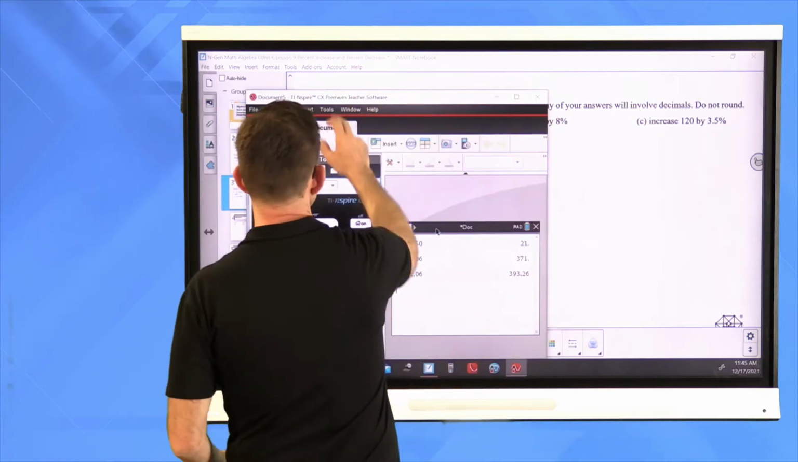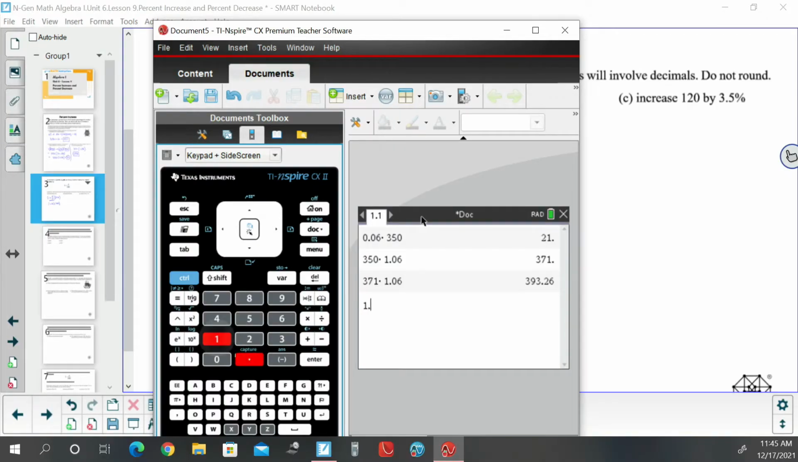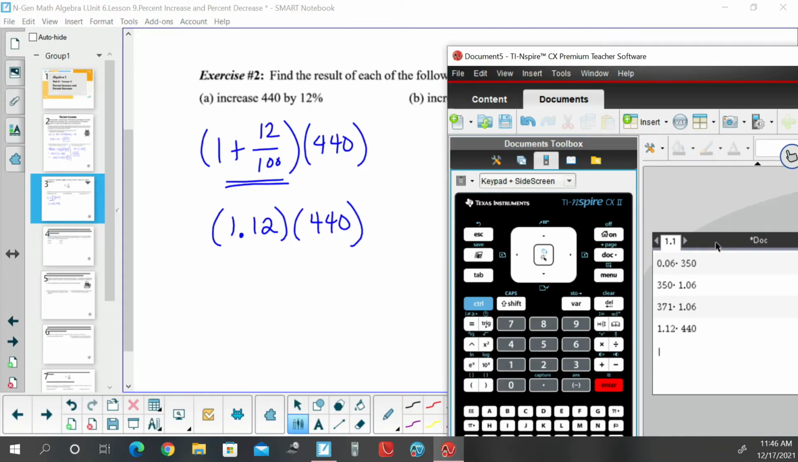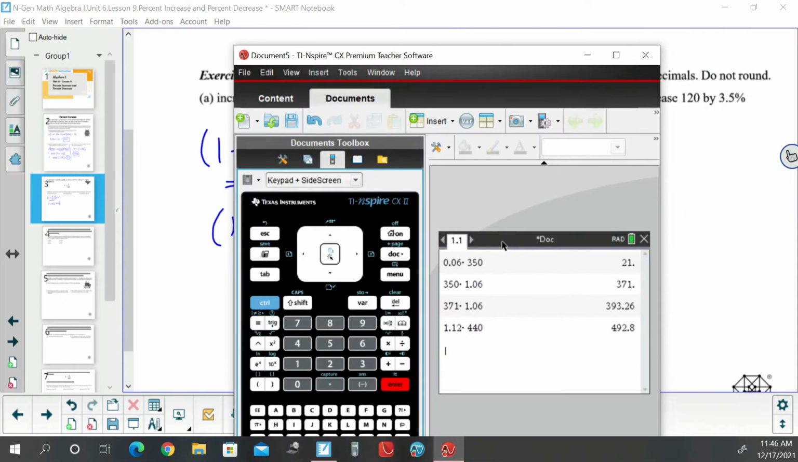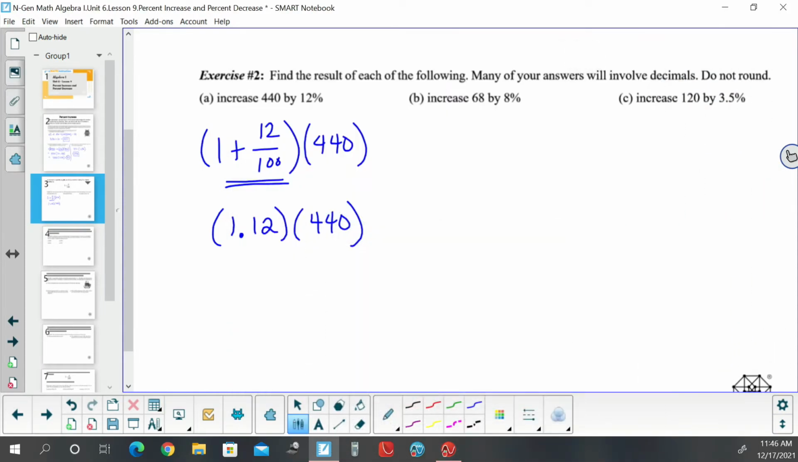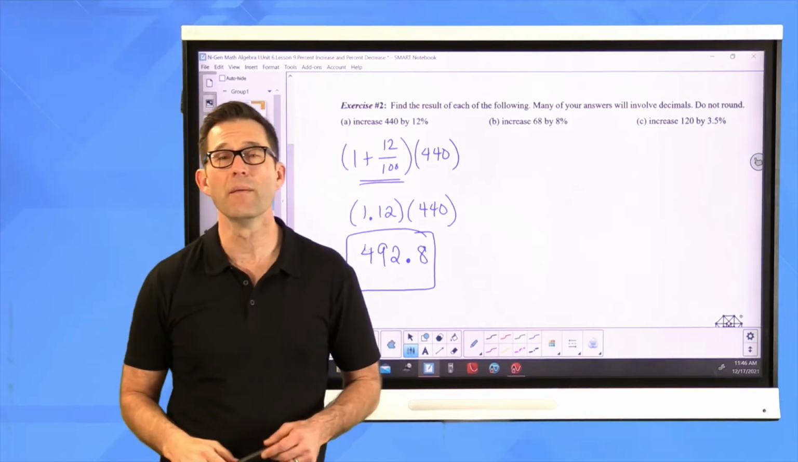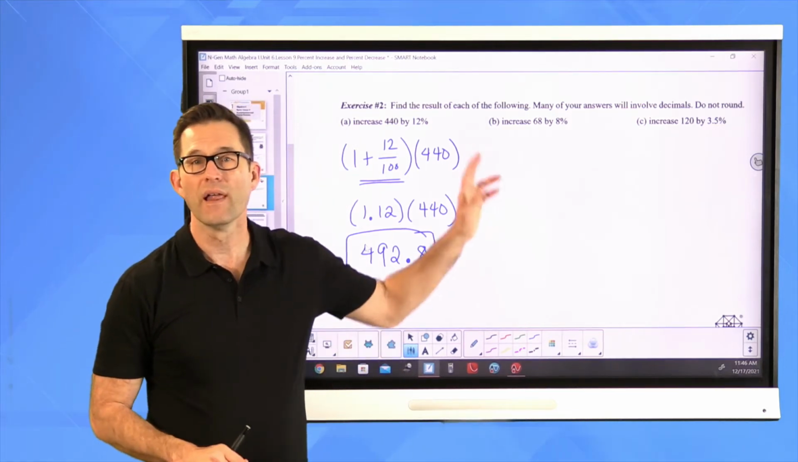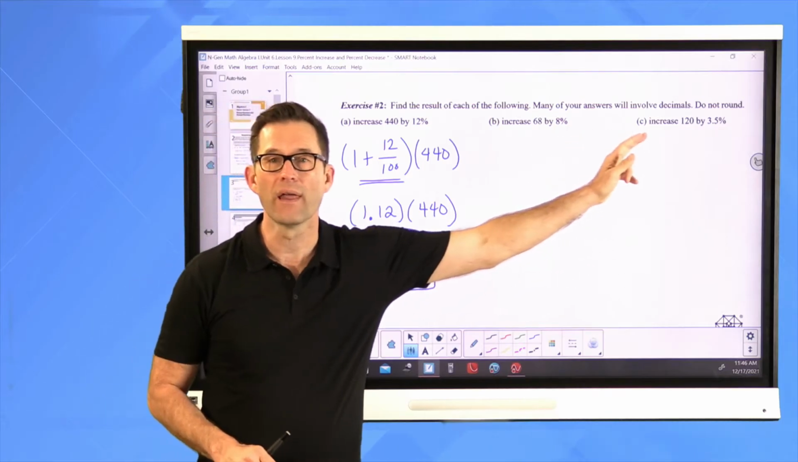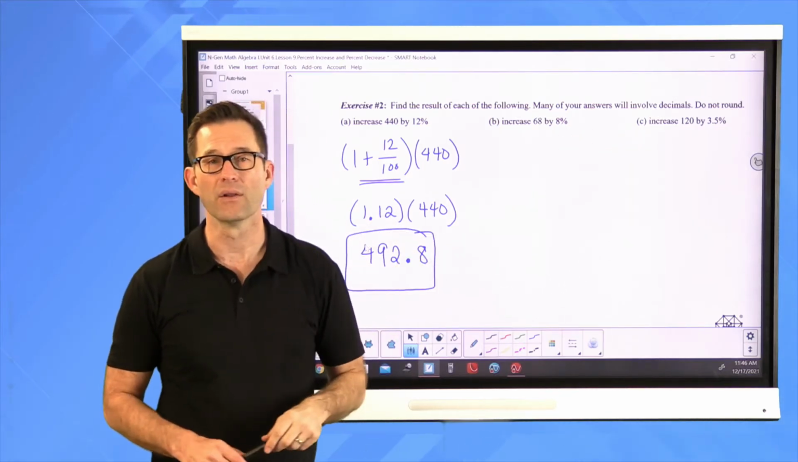And of course, that's simple to do. 1.12 times 440 gives me 492.8. Percentages often involve decimals and often are a little bit messy. That's okay. Let's have you do letter B and letter C on your own, and then we'll come back and take a look at them.